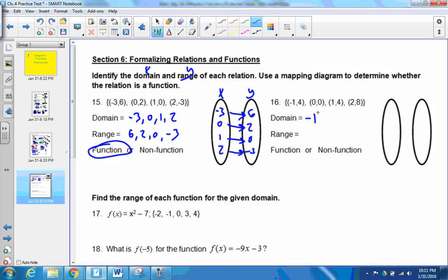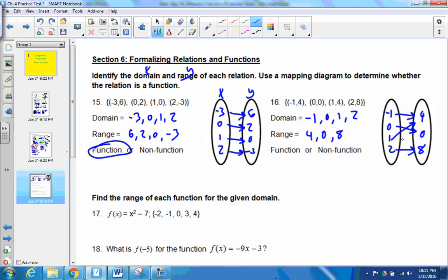All right, next one, domain. We have -1, 0, 1, 2. Remember, they're all the x's. The range is all the y's, so we have 4, 0. Oh, there's a repeat, so we have to repeat it, so we have an 8. So -1, 0, 1, 2, 4, 0, 8. 0 goes there, 0 goes to 0, 1 also goes to 4, and 2 goes to 8.